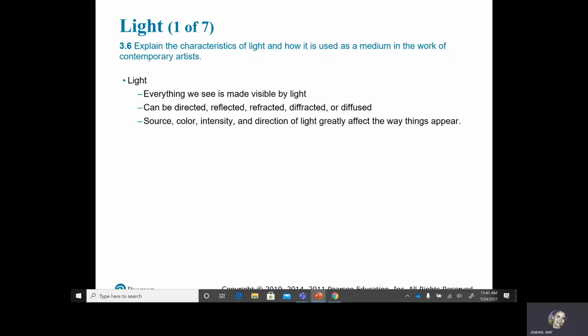With light, everything we see is made visible by light. It can be directed, reflected, refracted, diffracted, or diffused. Source, color, intensity, and direction of light greatly affect the way things appear.